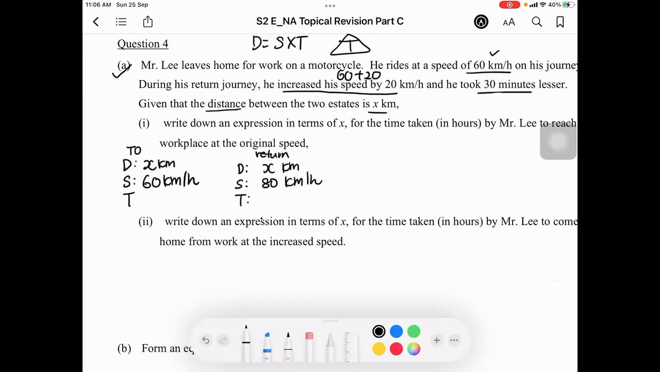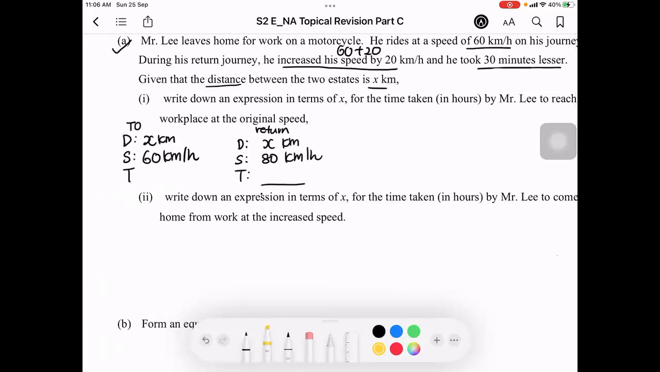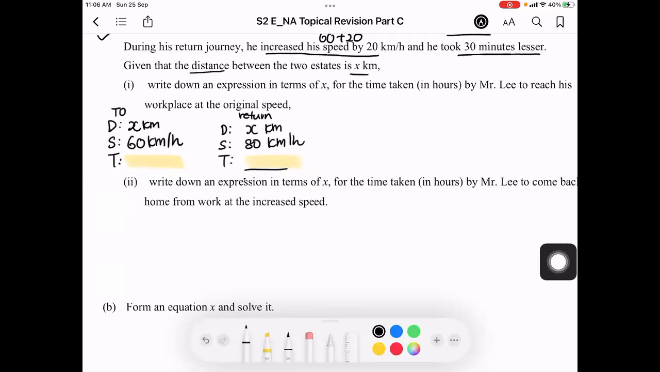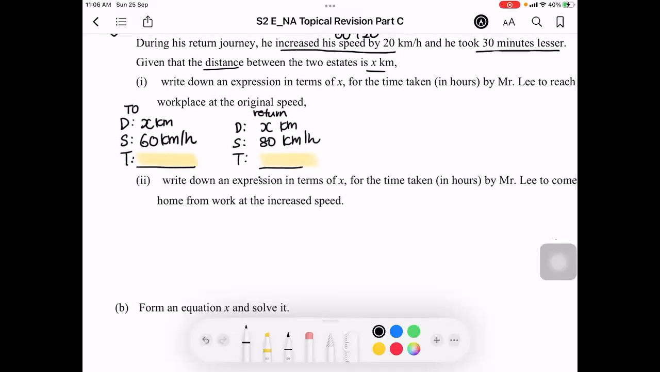Then the question, he said he took 30 minutes lesser. Oh, because on the return journey, this timing is 30 minutes lesser. So the difference, okay, so there is a timing down there. So what we can do, first, let me try to fill in the blank. Okay, let me read the question. Write down an expression in terms of x, the time taken by Mr. Lee to reach his workplace at the original speed. So they want the original one.